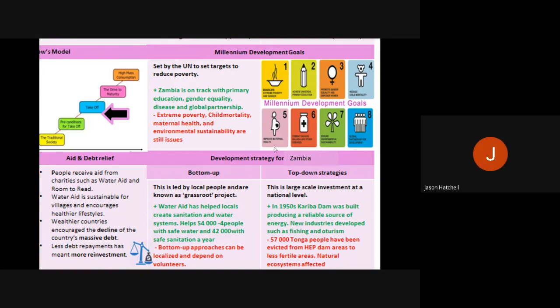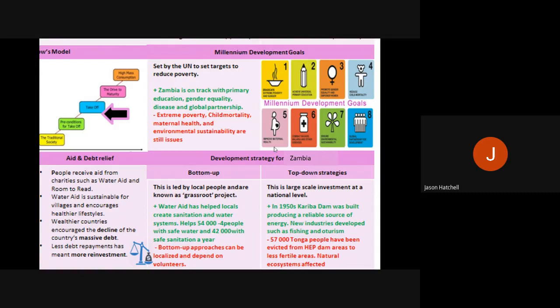So, top-down strategy, to remember, is a national large-scale strategy, okay? So it's something that the government and other international organizations might be involved in to almost impose on the country for the benefit of the national economy. Now, the Kariba Dam had investment from China and some other nations, and the idea behind it was to create a renewable, reliable source of energy, as well as to control the amount of water flowing through the river.